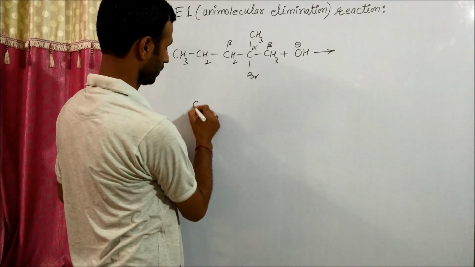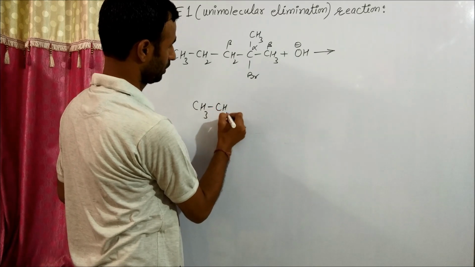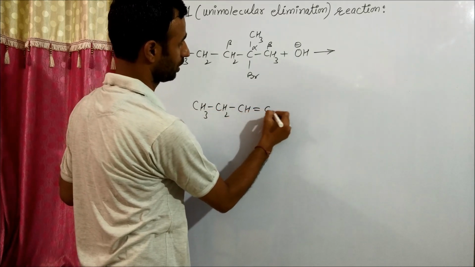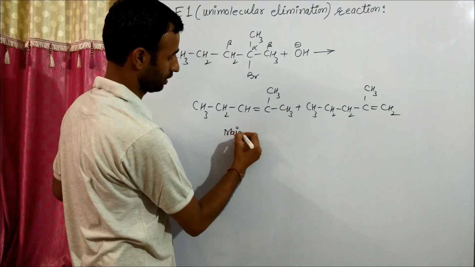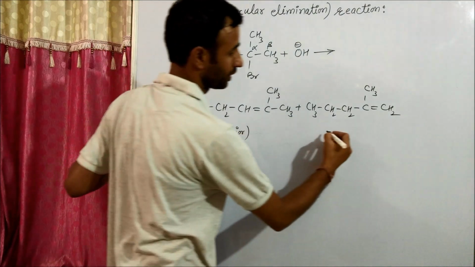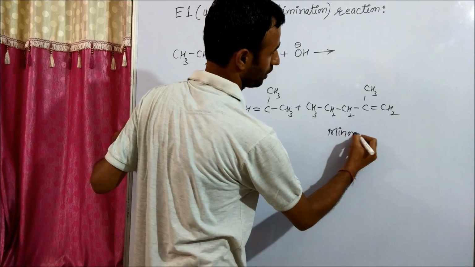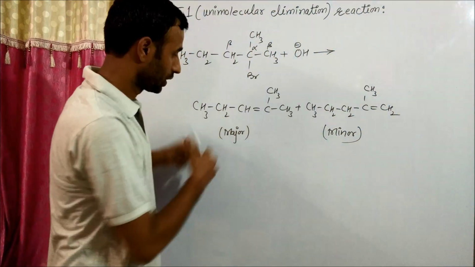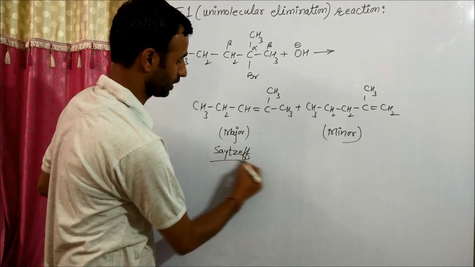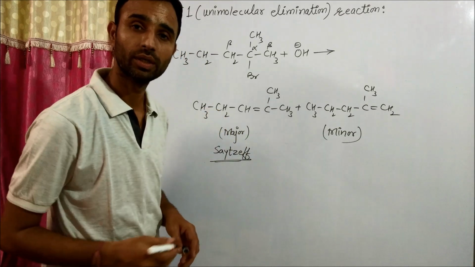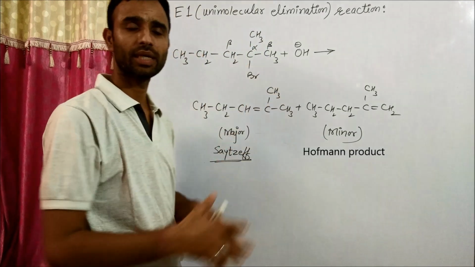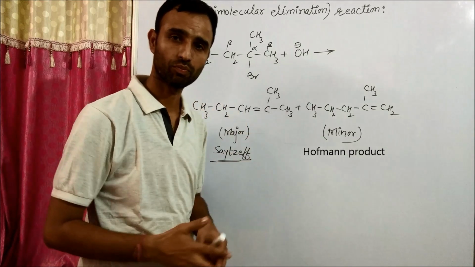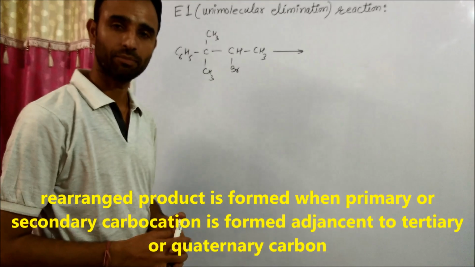So the products are CH3, CH2, CH double bond, or this one. This one is the major product and this is the minor product. This is the Zaitsev product. Zaitsev product is always the major product in the E1 reaction. Now let's take an example of a rearranged product. Okay, this is the example.